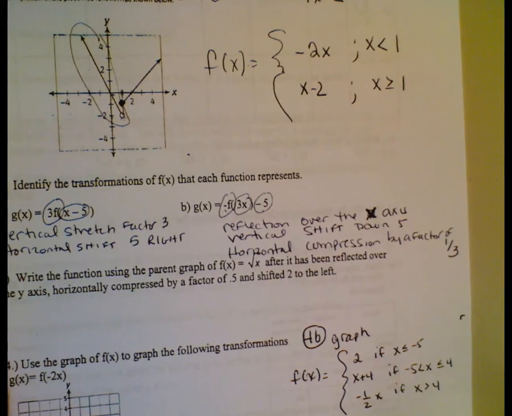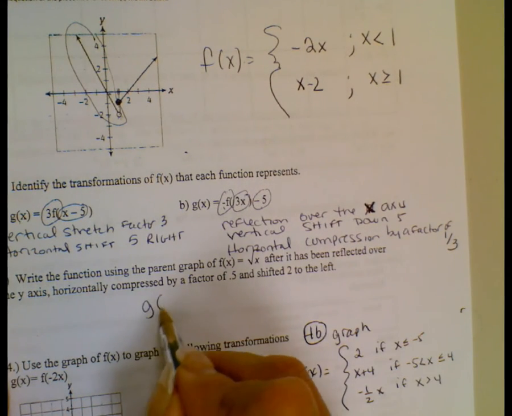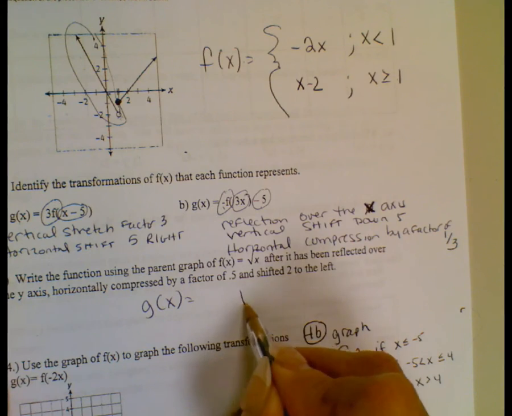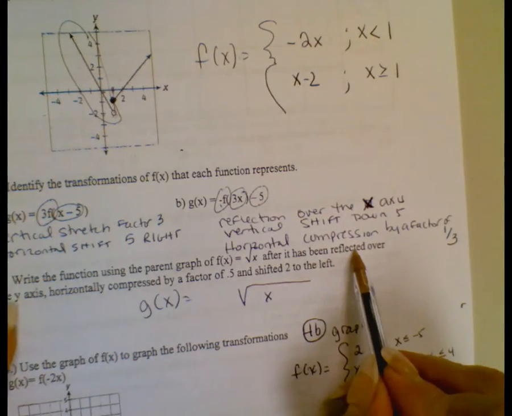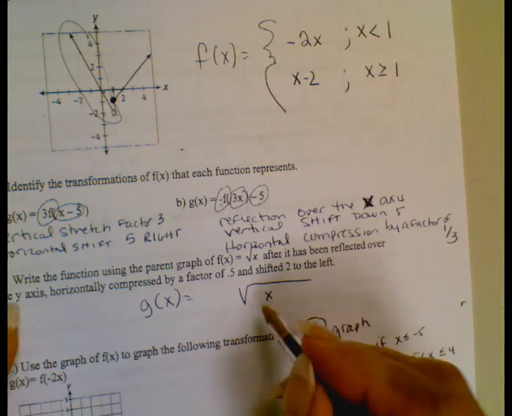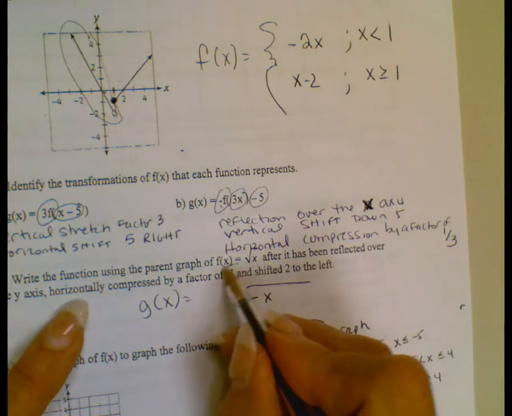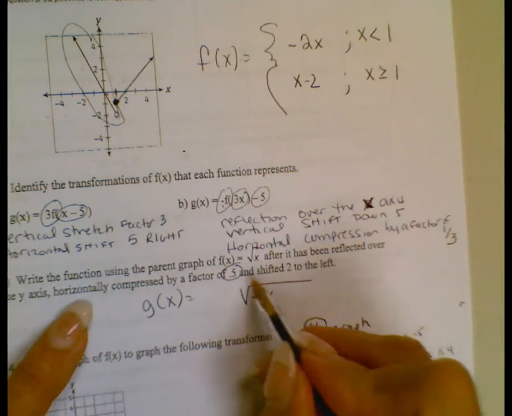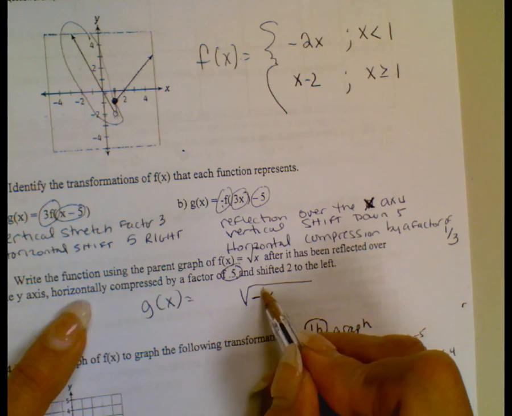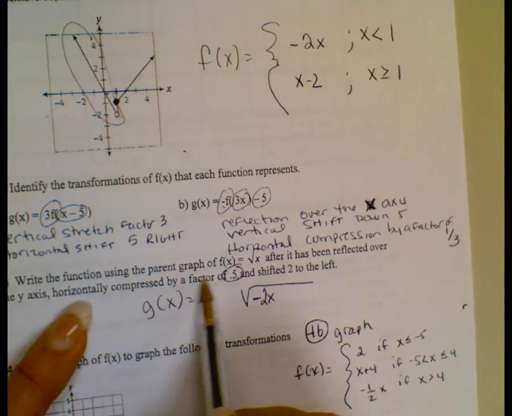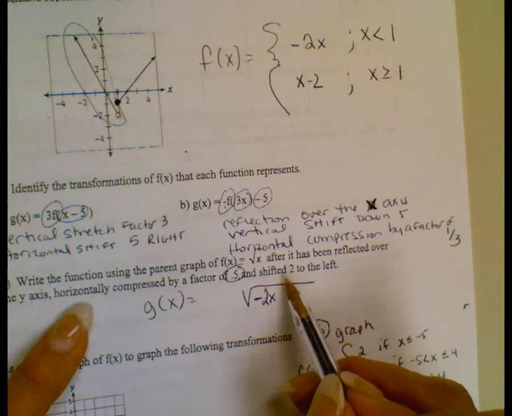Write the function using the parent graph after it has been reflected. Okay, so we're going to write a new function. Everything's going to be involved with this x right here. So first it has been reflected over the y-axis. That goes on the inside. Horizontally compressed by a factor of 0.5. So if it's a 1/2 and it's inside, it's going to end up being a 2 out front. Horizontal compression by a factor of 1/2 means it's inside, it flips to 2. And shifted 2 to the left.